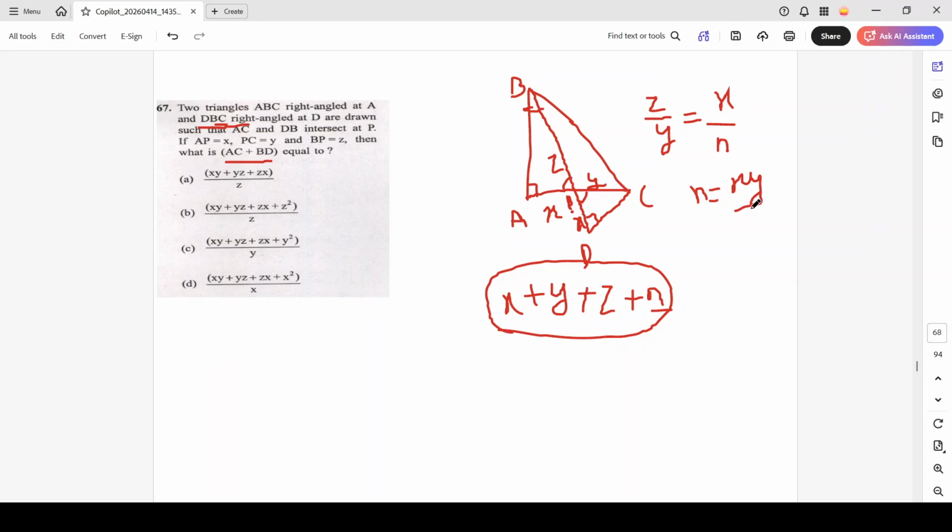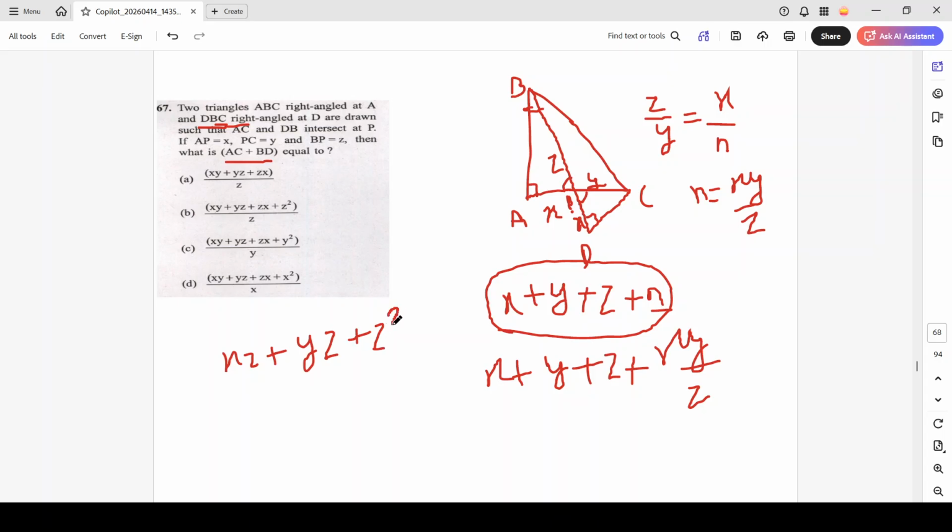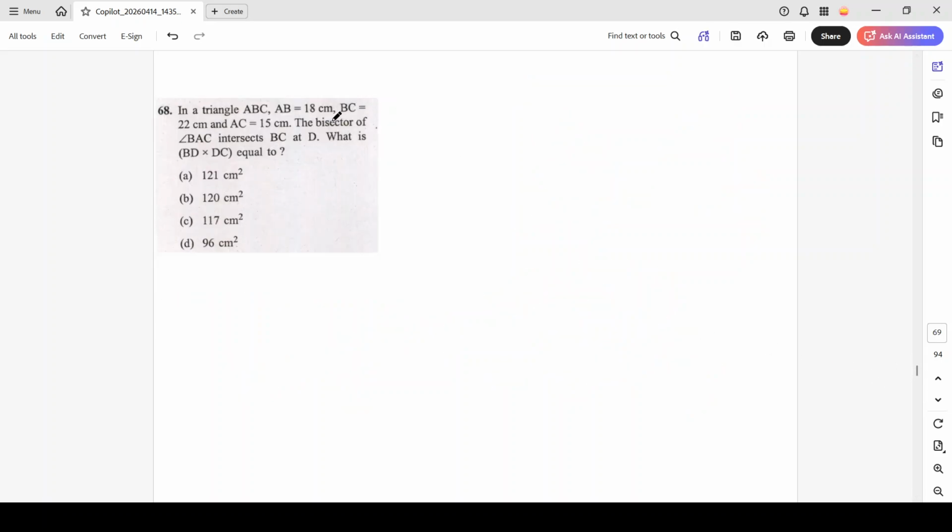XY upon Z. Okay, now let's put the value: X plus Y plus Z plus XY upon Z. Now we have the value of AC plus BD in terms of X, Y and Z. If we take the LCM as Z, it will become XZ plus YZ plus Z square plus XY upon Z. So from here, answer number B is correct for question number 67. Now move on to the next question, question number 68.